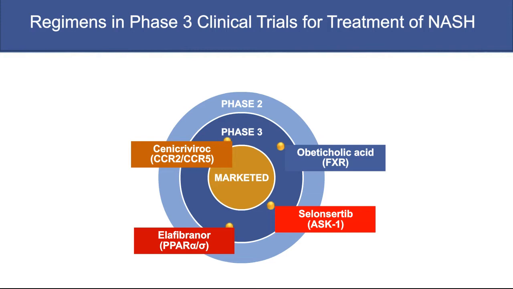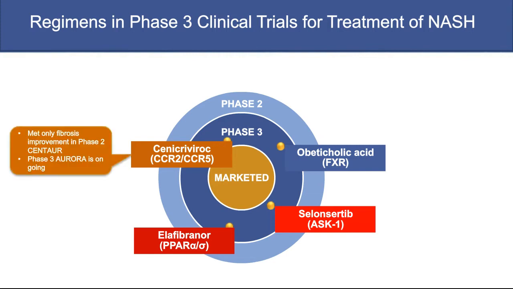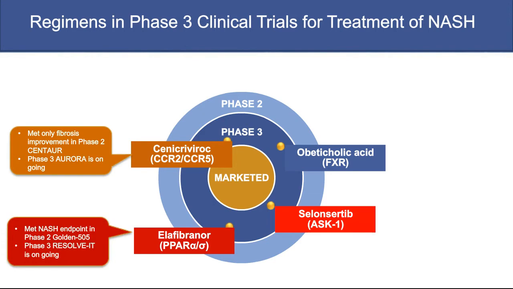an agent that showed improvement of fibrosis in the phase 2 CENTAUR study, and the phase 3 AURORA is ongoing. Elafibranor also showed improvement of a NASH endpoint in the phase 2 GOLDEN-505 study, and currently is being assessed in a phase 3 clinical trial called RESOLVE-IT.